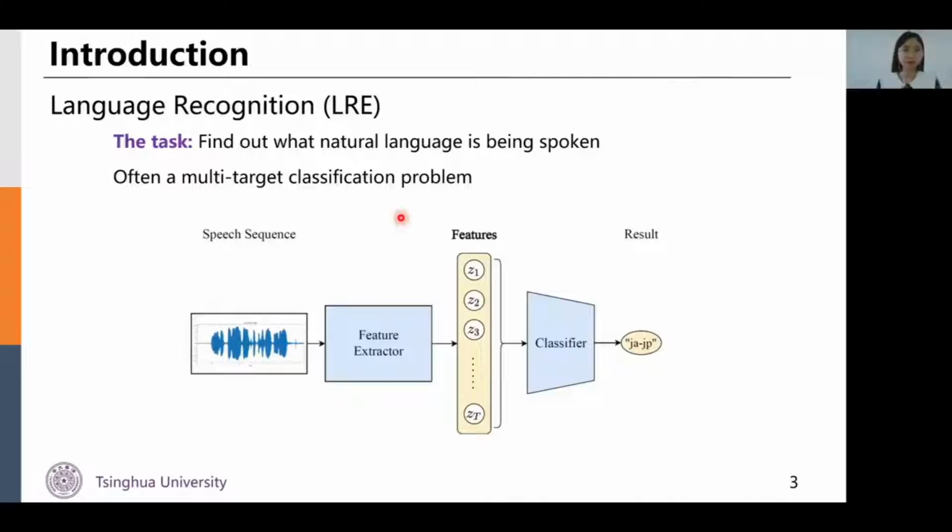Language recognition is a task to find out what natural language is being spoken. It's usually a multitask classification problem. The figure shows the general technical process of the language recognition system based on neural networks.